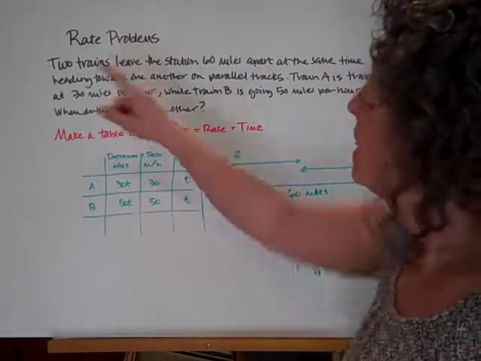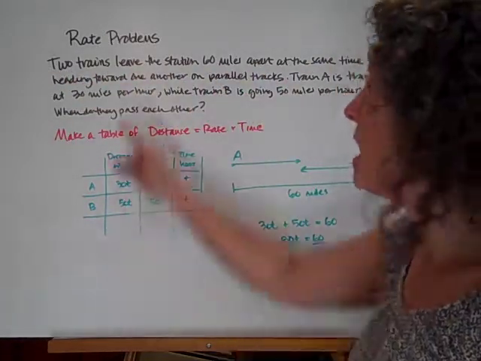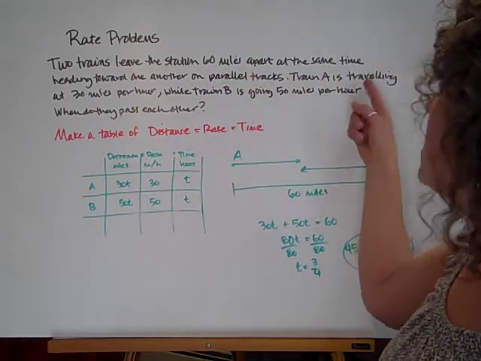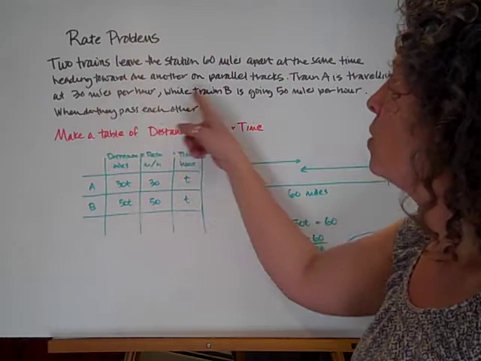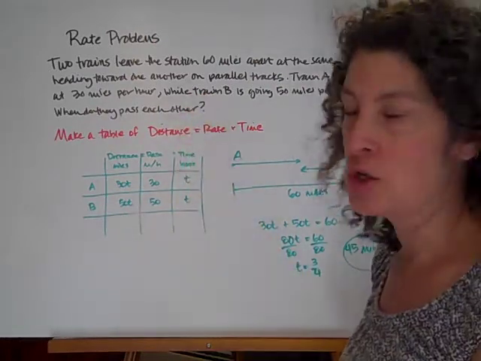So here's our problem. Two trains leave the station 60 miles apart at the same time, heading toward one another on parallel tracks. That's very important. Train A is traveling at 30 miles per hour, while train B is going 50 miles per hour. When do they pass each other?